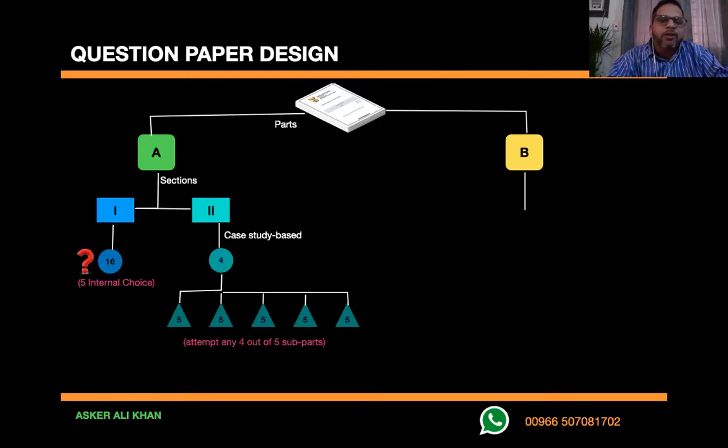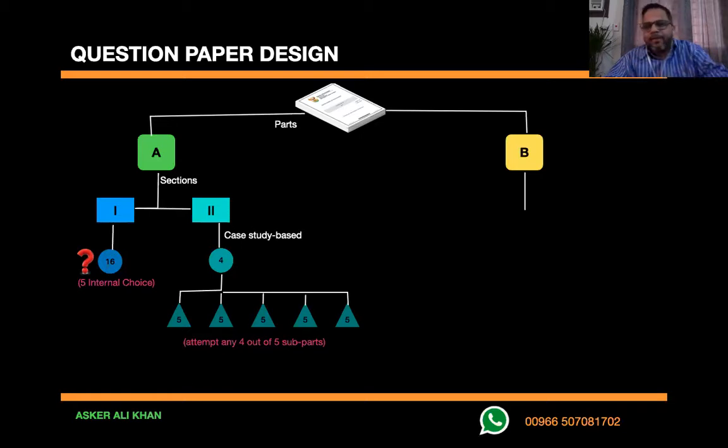And you are asked to attempt any 4 out of the 5. Sometimes you may be asked to attempt all the 5, maybe. So nevertheless, you will have 4 case study questions. Each case study will have 5 subparts, out of which 4 you are required to answer. So this is all about section A.